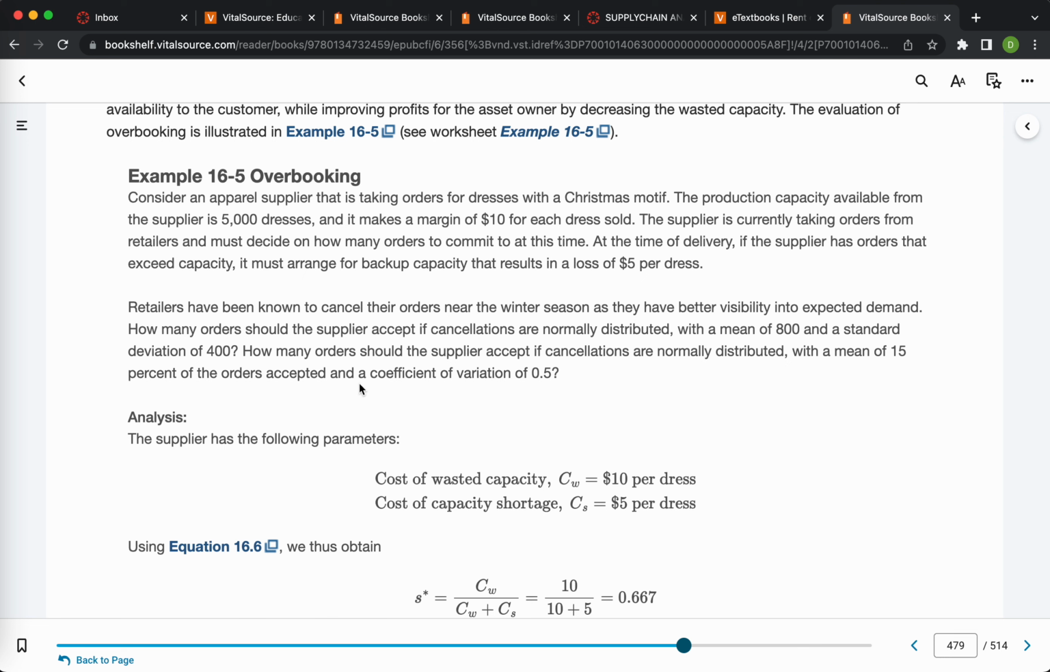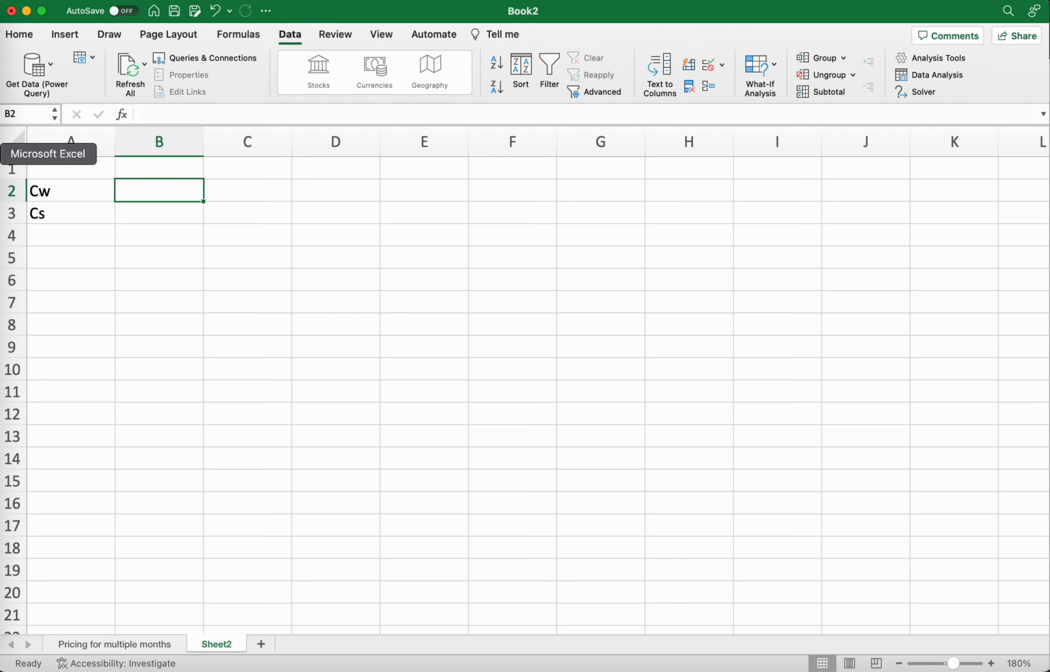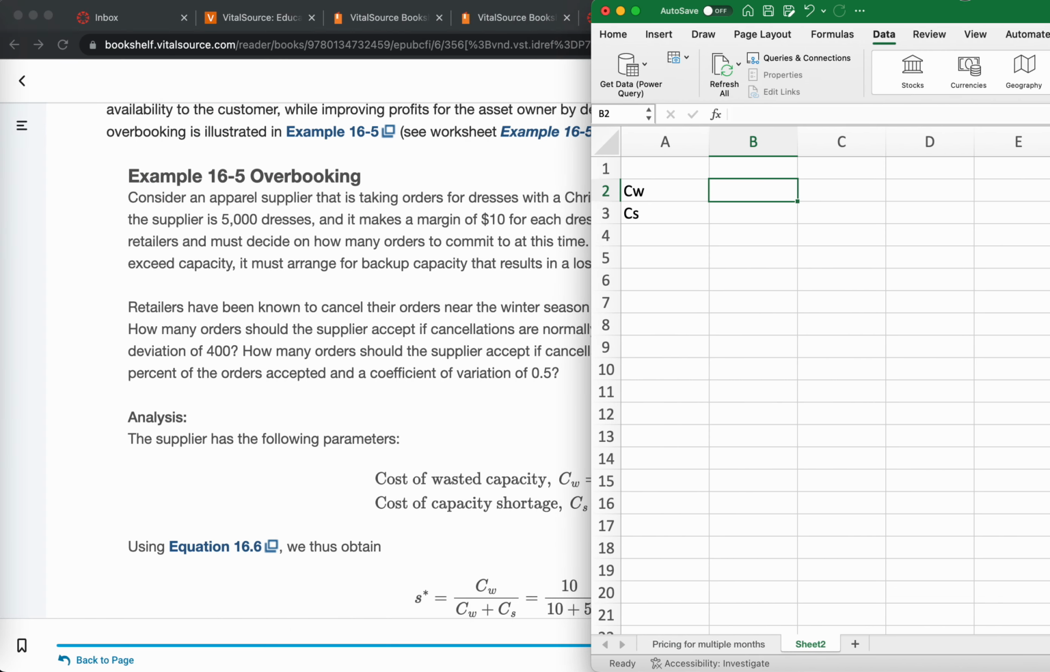So in both of these cases, we'll calculate how many orders the supplier should be accepting, even though they have a production capacity of 5,000 only. So they should obviously be overcommitting, but by how much should they be overcommitting, right? So let's do those calculations.